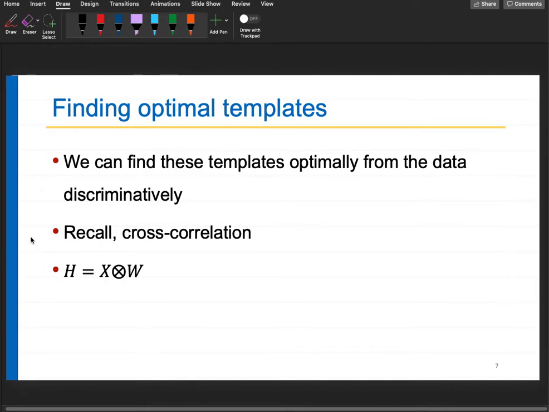Okay, now recall cross correlation. You have already seen that. If the cross correlation is high, then you can say this template is present there. So let us say X is my original image, W is my window or the template, and H is the cross correlation between the two, right?